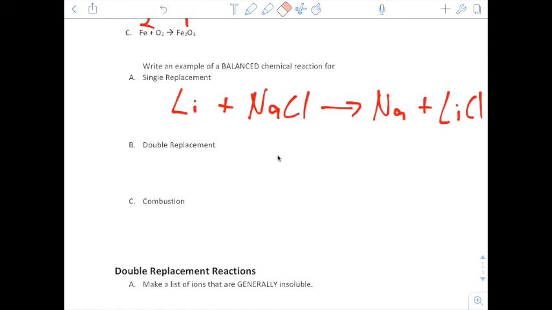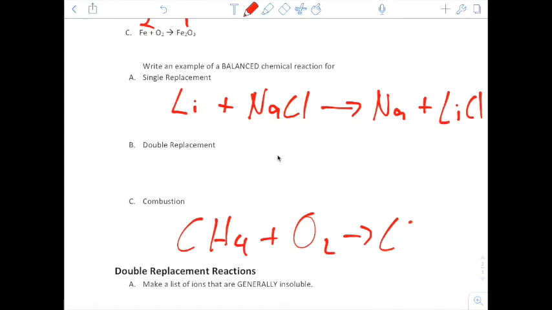Combustion reaction, I'll give you a combustion reaction. See if you can write one different than mine. So CH4 plus O2 produces CO2 plus H2O. And we need it balanced. So therefore, we need to put a 2 right here and a 2 right there.